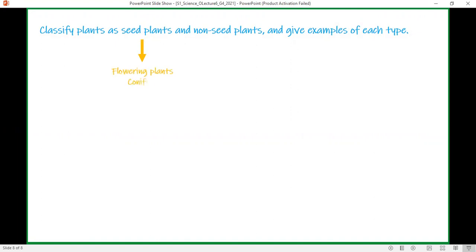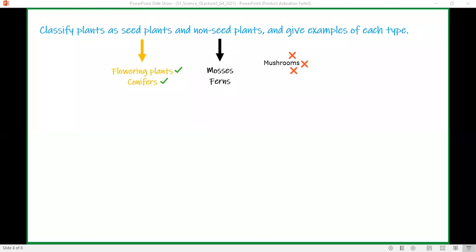Plants can be seed plants, like flowering plants and conifers. Flowering plants are plants that grow seeds in their flowers. Conifers are plants that grow seeds in their cones. What about non-seed plants? Mosses and ferns are non-seed plants. Can I add the mushrooms? No, I cannot, because mushrooms are not plants. I cannot put them with the mosses and the ferns.